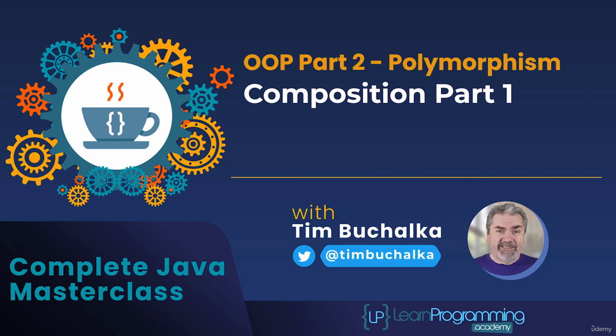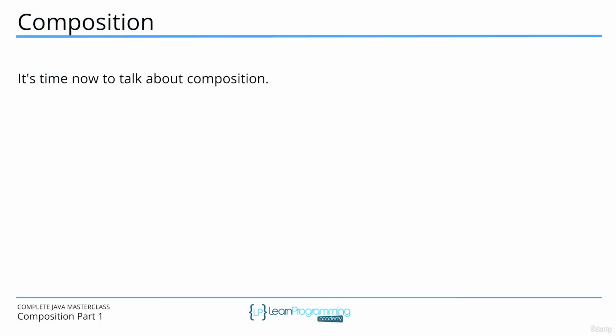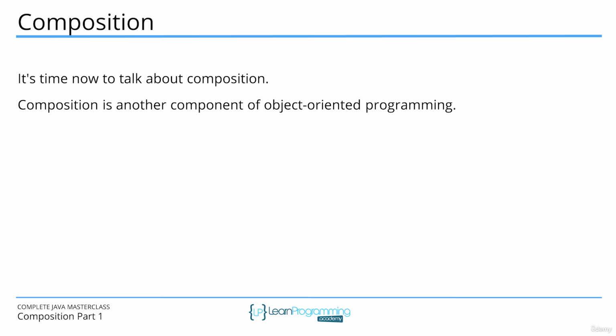We've talked a lot about inheritance in the previous section of the course. It's time now to talk about composition. Composition is another component of object-oriented programming and is very useful in day-to-day programming. Before we get into that, I want to review another inheritance example before we move into composition.